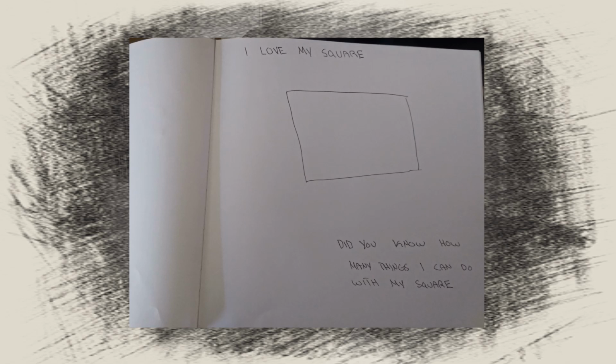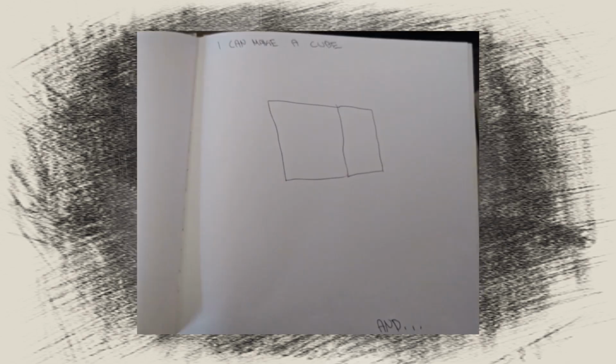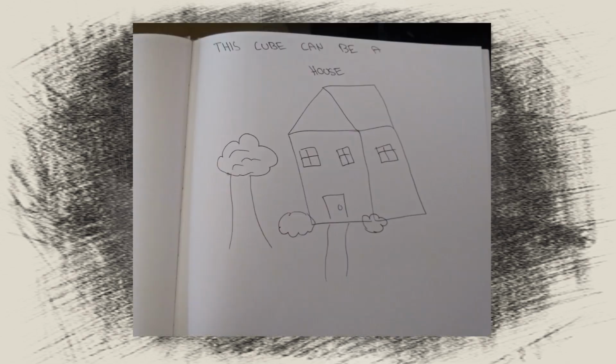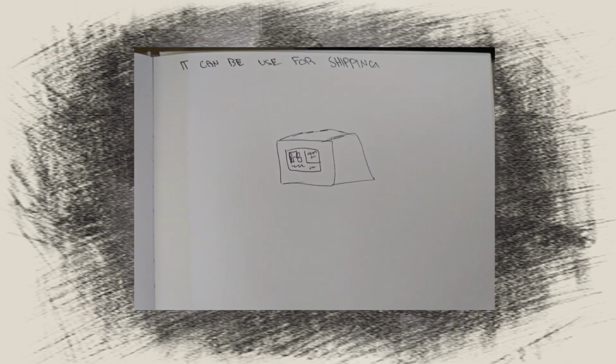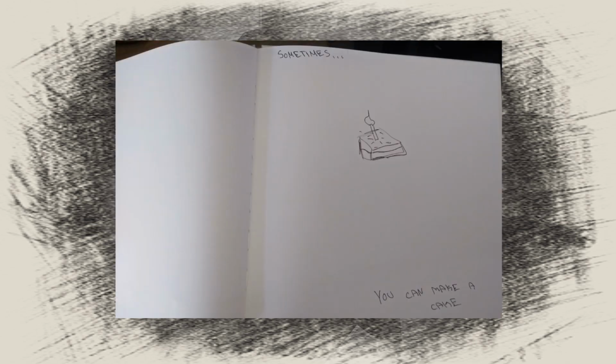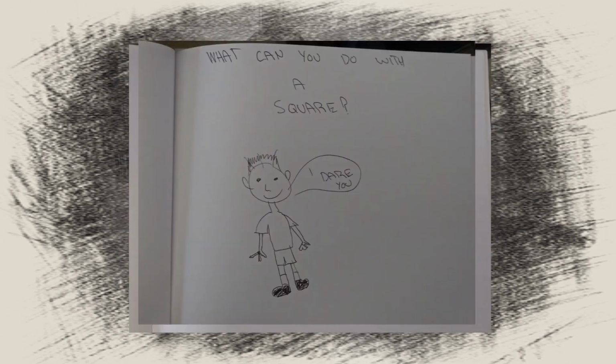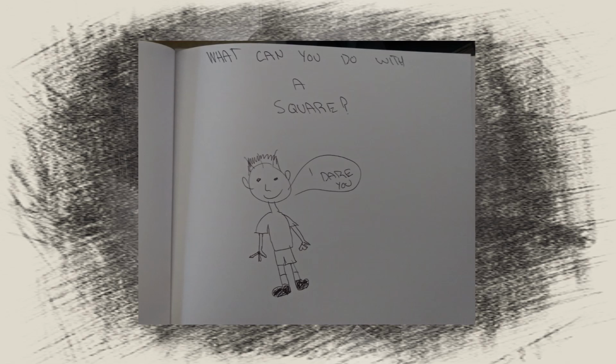My square. I love my square. Do you know how many things I can do with my square? I can make a cube, right? And this cube can be a house. I can even make a boat. It can be used for shipping. Sometimes you can make a cake. I love my square. What can you do with the square? I dare you. And that's the end of her story.